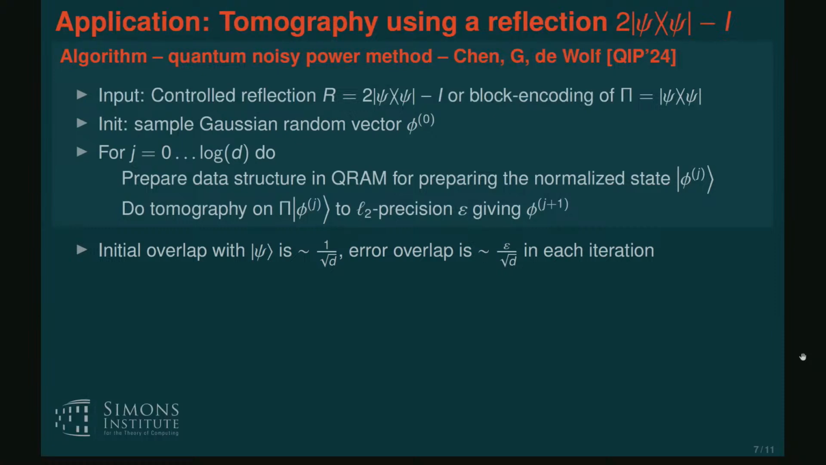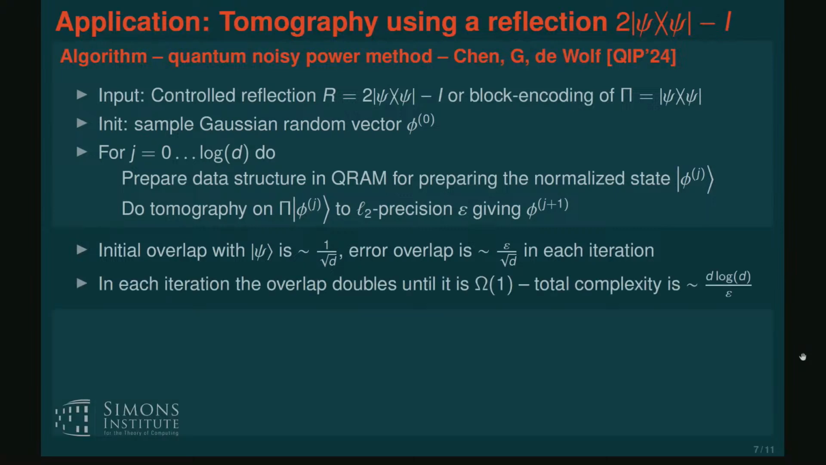And so why it is that the initial overlap is once again only 1 over square root d, and the error in the overlap is only epsilon over square root d. So as long as epsilon is less than, say, half, then you will not kill the initial overlap, and the initial overlap will start to exponentially grow until it reaches constant overlap with your state. And you need logarithmically many iterations. Every iteration is a pure state tomography, which requires d over epsilon work.